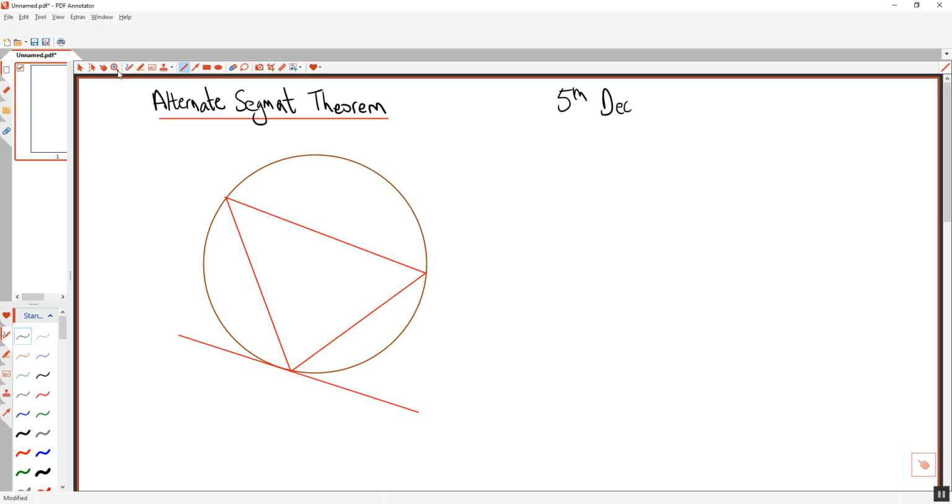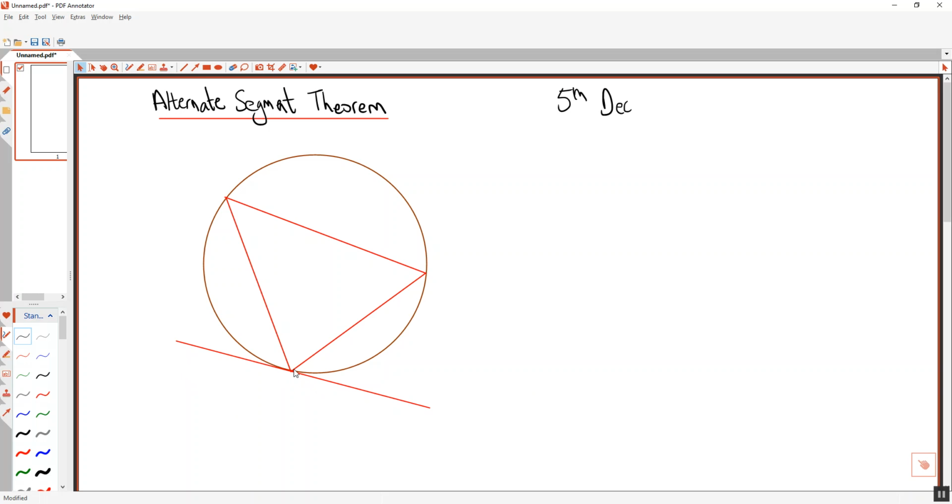if it touches the circle at one point, what's that line called? Diameter? No, chord? No, not a chord. A chord's inside the circle. It begins with a T. Tangent. Okay, so it's called a tangent.